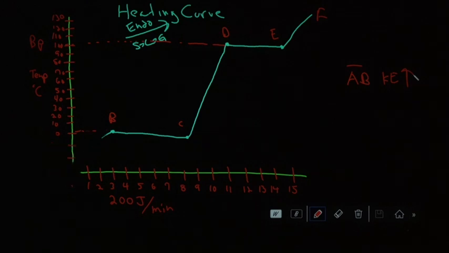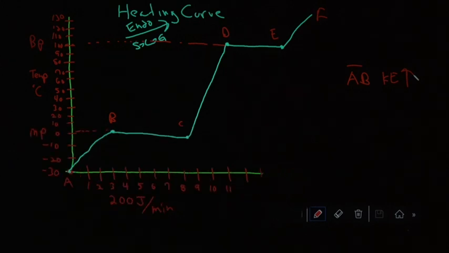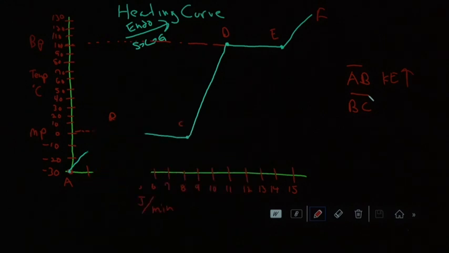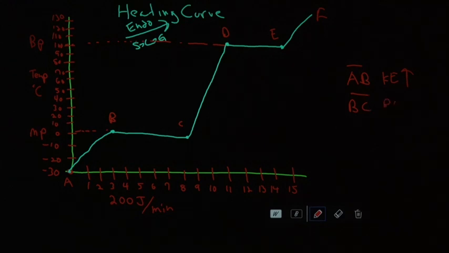But look here, once the ice hits the melting point, temperature doesn't change. We're gonna figure out why in a minute, but the temperature doesn't change from B to C. So if there's no temp change, there is no change in kinetic energy. There still is kinetic energy, but there's no change. So for line segment BC, there's no change in kinetic energy, but there is an increase in potential energy. So PE goes up.